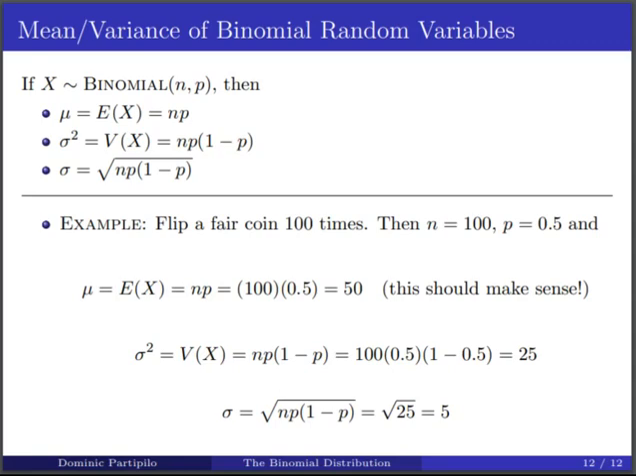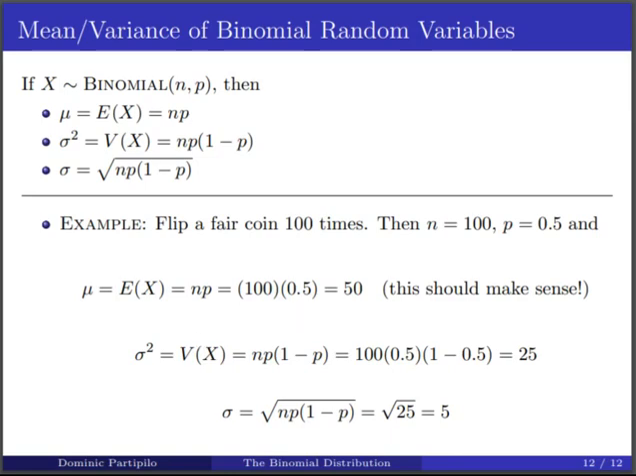So our expectation is going to be n times p, so that's 100 times 0.5. And so we're going to get 50 for our expectation. So in other words, if we flip a coin 100 times, then we would expect to see 50 heads. And that should make sense. That's kind of intuitive, right? If you flip a coin 100 times, you would expect half of the flips to come up heads.